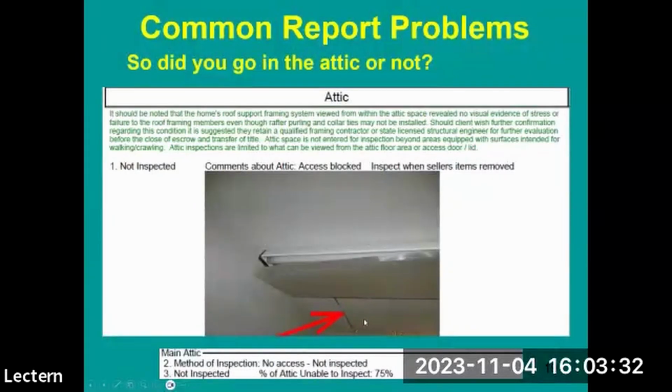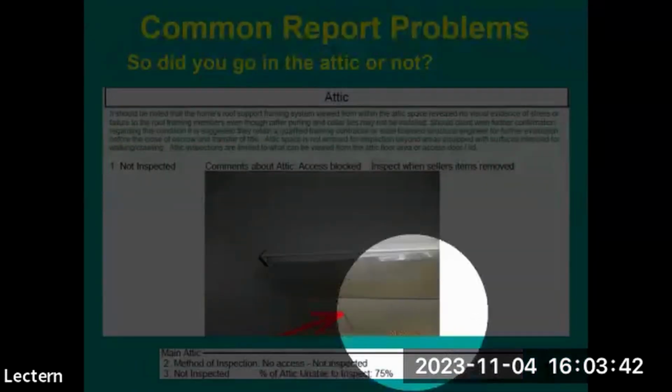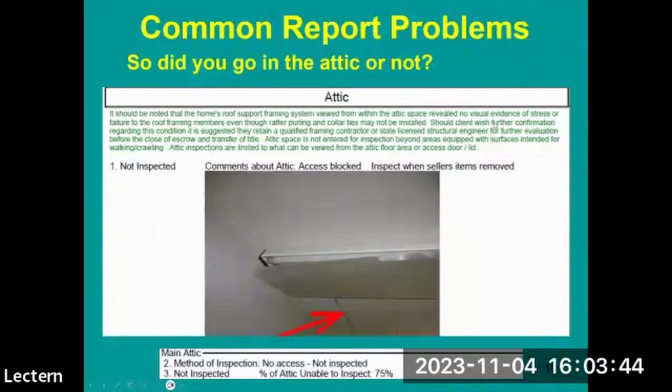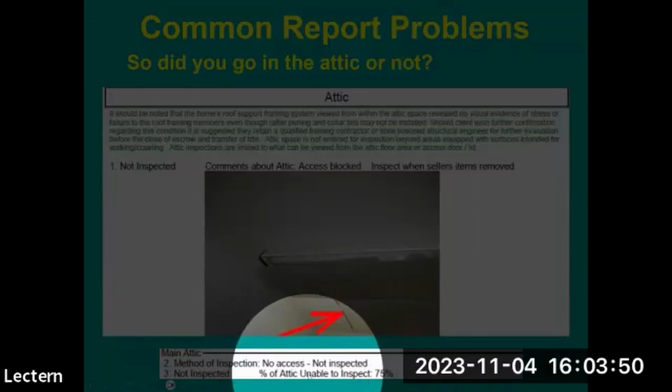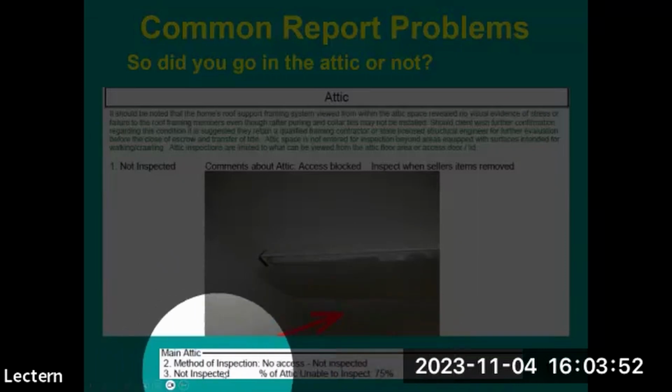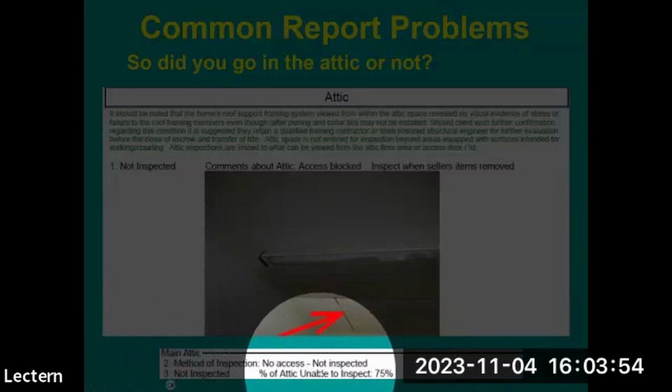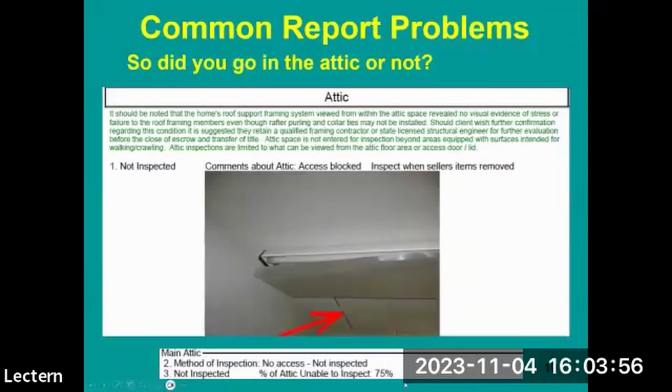And in the whole picture, the light was in the way, but there was a whole bunch of stuff stacked up underneath it. So legitimate reason for not going in the attic. However, the green language pretty much infers he was there. And down here, we've got main attic, method of inspection, no access, not inspected, not inspected. Percent of attic unable to inspect, 75%.